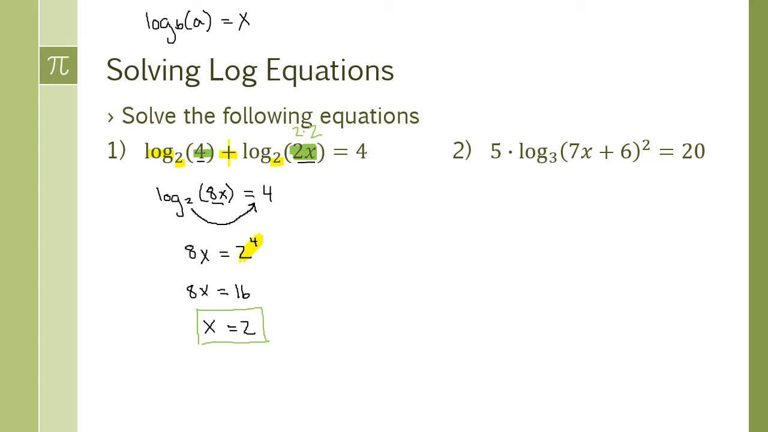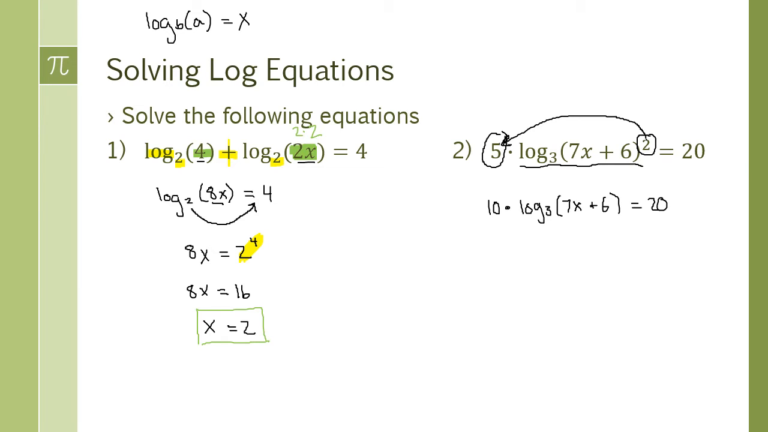Next one here. I have 5 times the log base 3 of (7x plus 6) quantity squared equals 20. So here I need to isolate the logarithm. I need just the log base 3 of 7x plus 6. So right now I've got this 5 in the way, and I've also got this 2 in the way. Well, lucky for me, I know about the exponent rule. So this exponent of 2 can go down here and join with the coefficient. So 5 times 2, that becomes a coefficient of 10. So 10 times log base 3 of 7x plus 6 equal to 20.